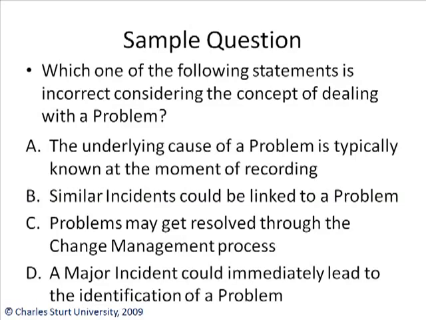Twilight Zone. Simple question. Which one of the following statements is incorrect considering the concept of dealing with a problem? Answer A. The underlying cause of a problem is typically known at the moment of recording. Answer B. Similar incidents could be linked to a problem. Answer C. Problems may get resolved through the change management process. And answer D. A major incident could immediately lead to the identification of a problem. I'll give you a couple of seconds to think about the answer, and then as usual, we move on.